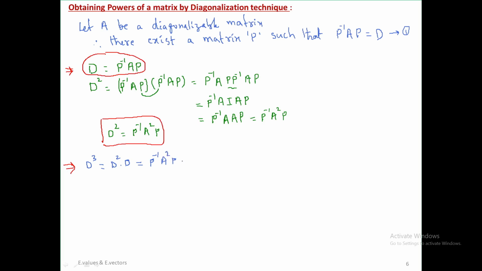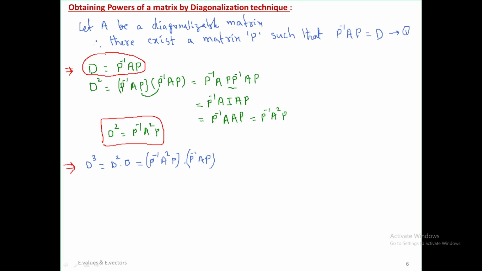P inverse into A square into P. This is D square. Into what is D? P inverse A P. This is D. Right.